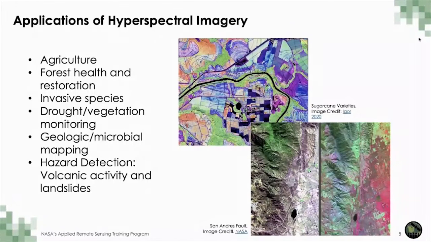In the image on the top, you can visualize various sugarcane varieties with these data. And in the image on the bottom, you can see the San Andreas Fault along a ridgeline.